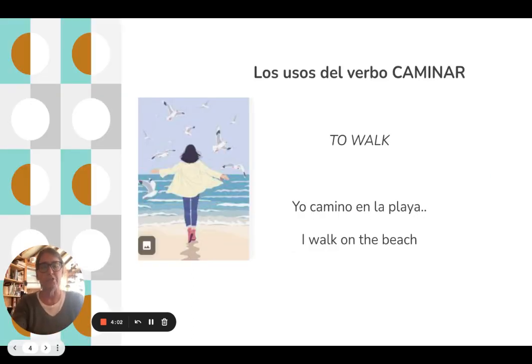So let's just talk about caminar. Caminar means to walk. So it can be used on its own. I walk every day. Yo camino. That's a sentence, right? But you can also be more specific about that sentence and add things to it. Yo camino en la playa con mis perros todos los días. Cuando hace frío, cuando hace calor. So you can really have more detail with that verb, right? It can stand on its own.